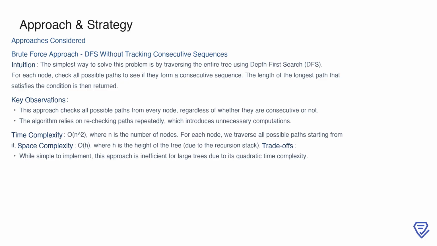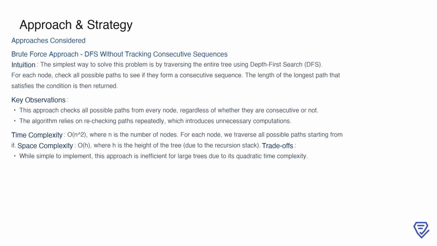Here, we use depth-first search, or DFS, to traverse the entire tree. For every node, we check all possible paths to see if they form a consecutive sequence. The idea is simple: we iterate through every potential path, calculate its length, and return the longest one that meets the condition. However, this method has its drawbacks.